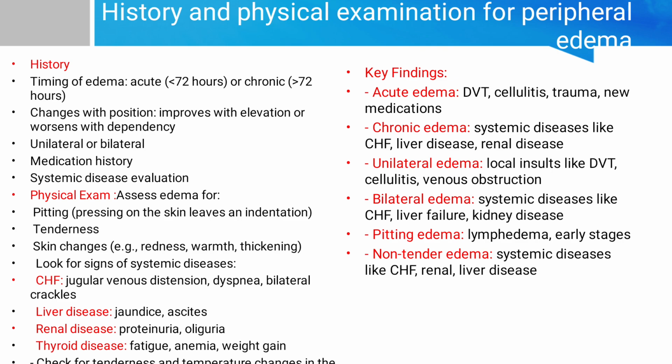Unilateral edema often shows local insult like DVT, cellulitis, venous obstruction, and bilateral edema is suggestive of systemic disease like congestive heart failure, liver disease, kidney disease. Pitting edema suggests lymphedema in early stages, and non-tender edema is suggestive of systemic disease like congestive heart failure, renal and liver disease.